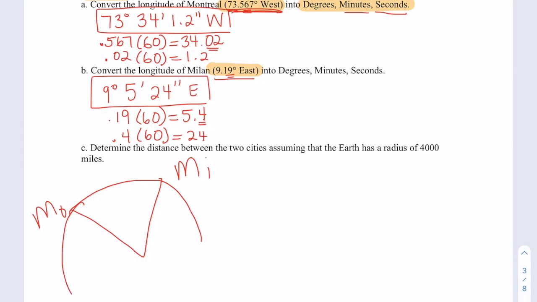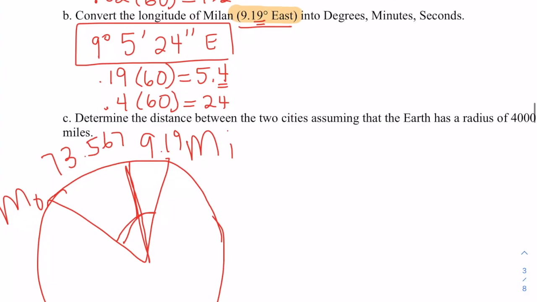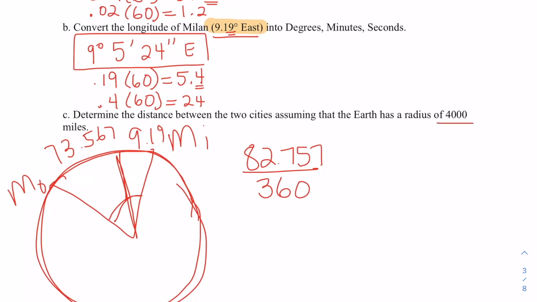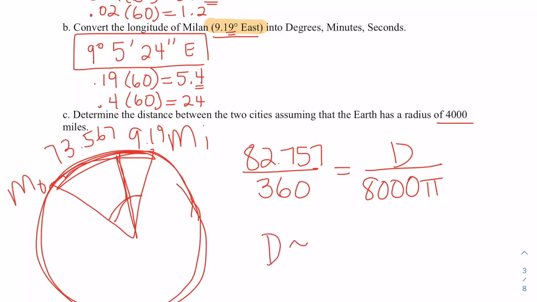And remember, this is in relation to Greenwich, to New England. So if I add those two angles, that's 9.19. I'll get the whole central angle. So when I add them, I get 82.757. And remember, this is out of a whole circle. So that's going to be a fraction of the circumference. And we're given that the radius is approximately 4,000. So the circumference is approximately 8,000 pi. So we can find that distance, or that arc length, we're going to talk about that a little bit more, by cross multiplying. So the distance here is about 5,777.53 miles.